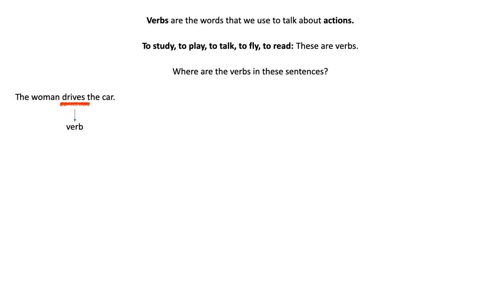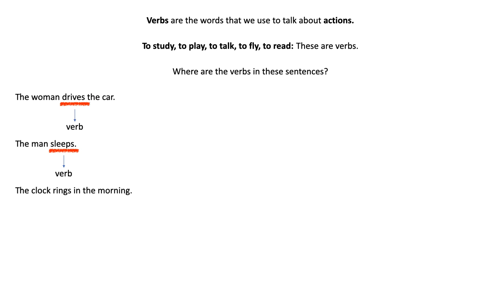Okay? Second sentence, the man sleeps. Well, sleeping is certainly a very passive action, but it's an action nonetheless. It's something you do, right? And if you don't do it, well, you'll face the consequences, right? So the man sleeps. Sleeps is our verb.